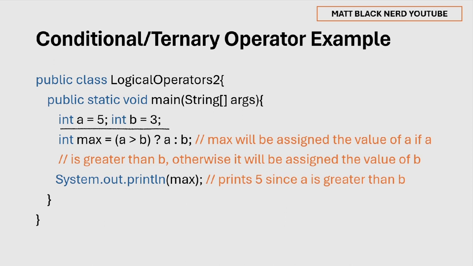In this statement, variable a of type int is initialized with value 5. Variable b of type int is initialized with value 3. In this statement, we are using conditional operator to determine whether a is greater than b. Max variable will be assigned with value of a if a is greater than b. Otherwise, it will be assigned with the value of b. In this statement, the value of max will be printed to console, which is 5, since a is greater than b.